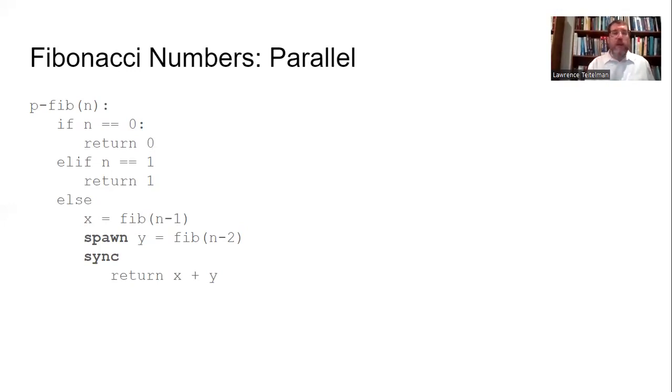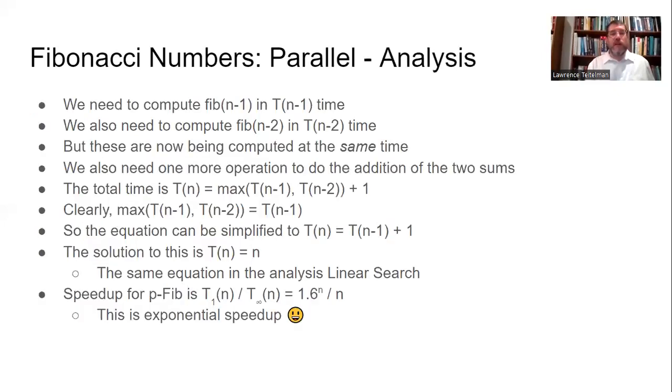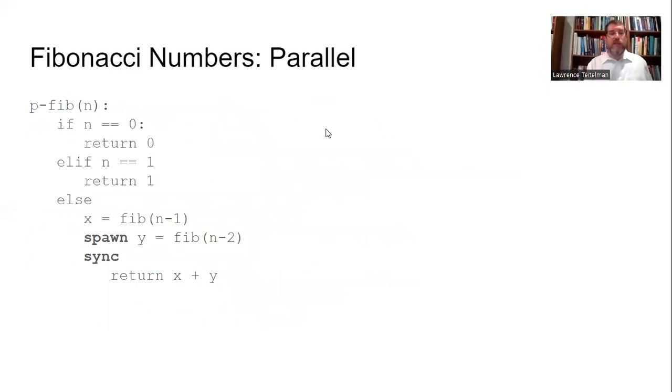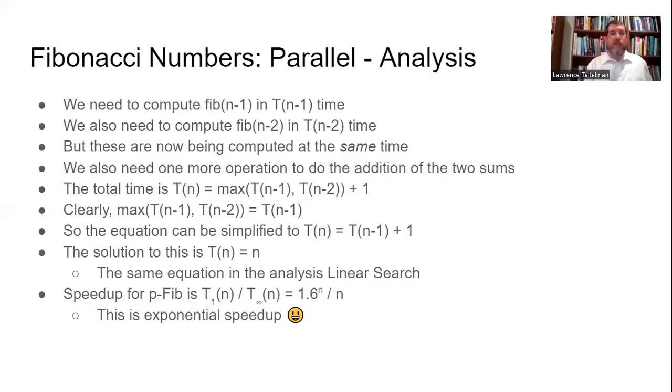All right, so we're going to analyze this. We're going to compute this fib n-1, and let's assume that that takes T of n-1 time, because that's appropriate. And this one's going to take T of n-2. Now keep in mind, this is parallel computing now, so these are happening at the same time.